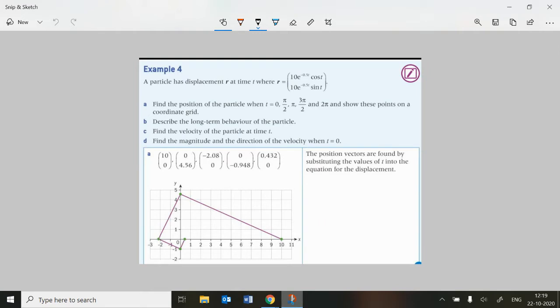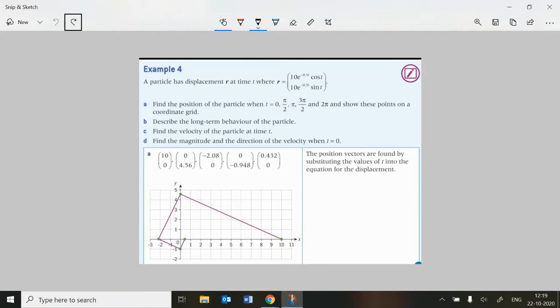Okay, so for example 4, let's have a look at this one. Just copied it across. I'm going to go through this fairly quickly. It says we have the displacement r is this thing here. So we're based on cos, sine, but also inside here we can see we've got the exponential function as well, e to the 0.5t inside there. Okay, so it says find the position vector of the particle when t is 0, pi over 2, pi, 3 pi over 2, and 2 pi.